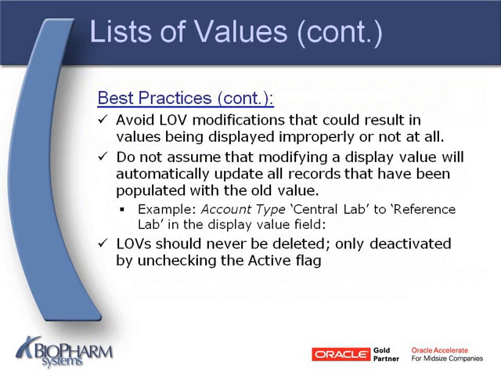Avoid LOV modifications that could result in values being displayed improperly, or even not at all. One of these examples is changing all list of values to uppercase lettering. Also, do not assume that modifying a display value will automatically update all records that have been populated with the old value. For example, changing the account type option of Central Lab to Reference Lab will result in the option of Reference Lab being available in the account type drop-down going forward, but all account records that were previously entered with an account type of Central Lab will still display Central Lab in the account type field.